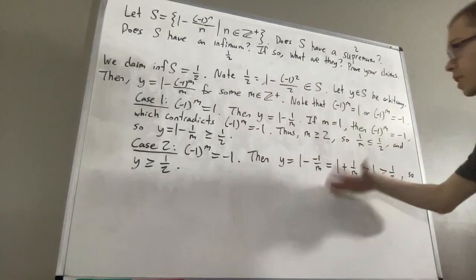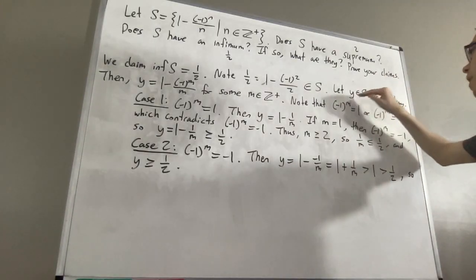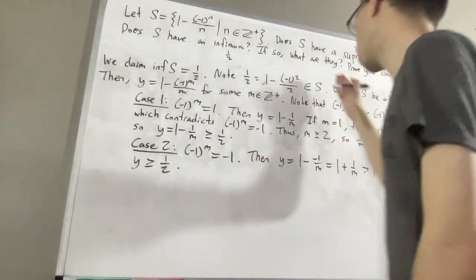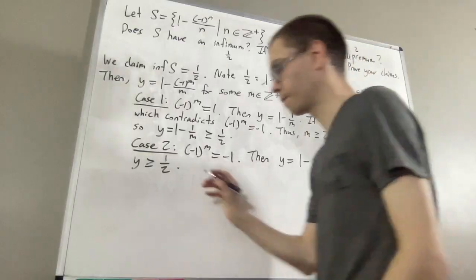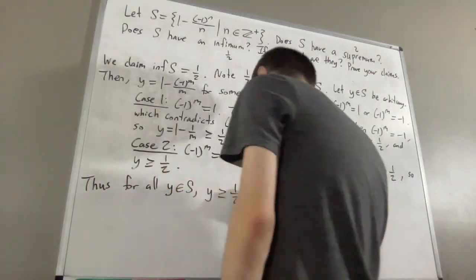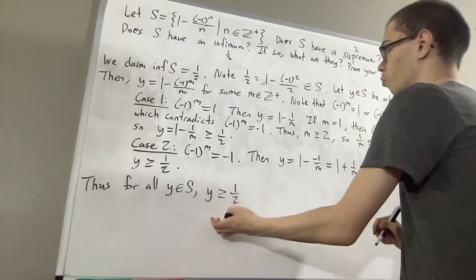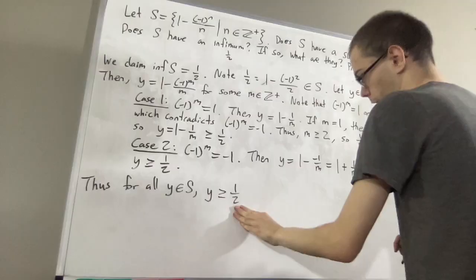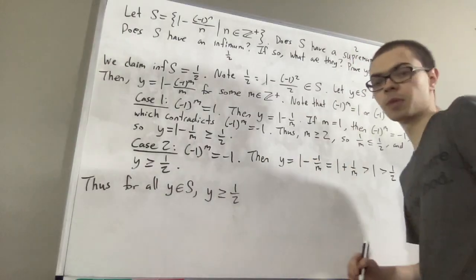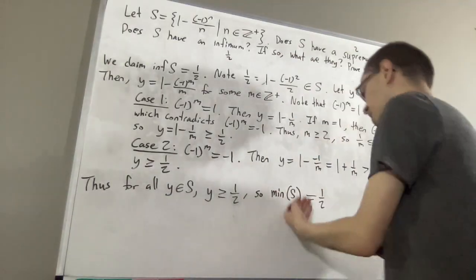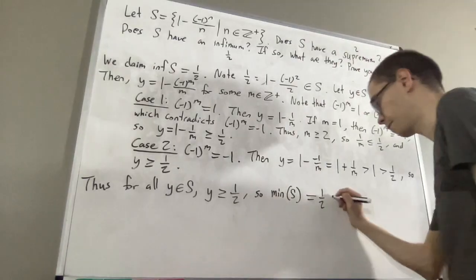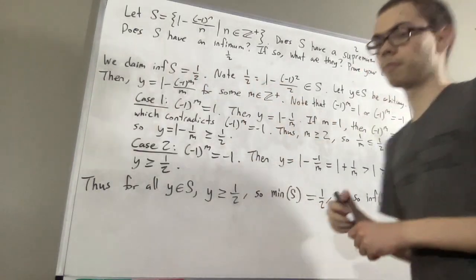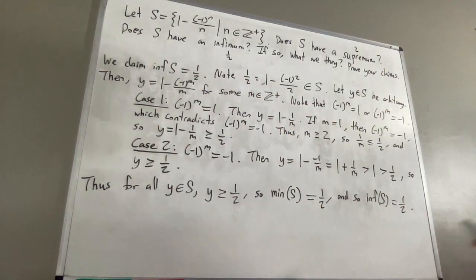So that's it. We see, given any element y in S, it follows y is greater than or equal to 1/2. So for all y in S, y is greater than or equal to 1/2. Right, so putting this all together, we have shown 1/2 is an element of S, and every element of S is greater than or equal to 1/2. Therefore, 1/2 is the smallest element of S. And so the infimum of S is equal to 1/2. And so that's it. That proves our claim about the infimum. And so that's pretty much it for this example problem.